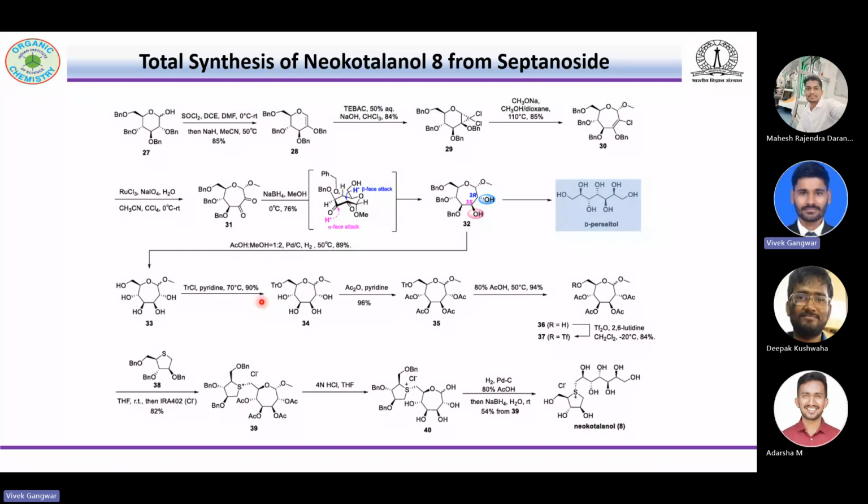Using this, they did protection using trityl, selectively at the 6 position, followed by acetylation of this one, and functionalized this 6 position, with nucleophilic attack of this thio compound, deprotection, and then ring opening under NaBH4 conditions. So this is the straightforward synthesis they used to synthesize this neokotalanol. Here this is a Wittig-free and starting-material-metal-free reaction. So their approach to the synthesis of neokotalanol is Wittig-free and very efficient.